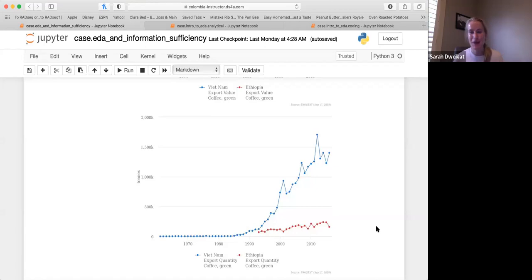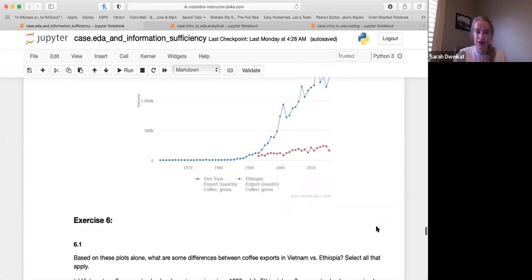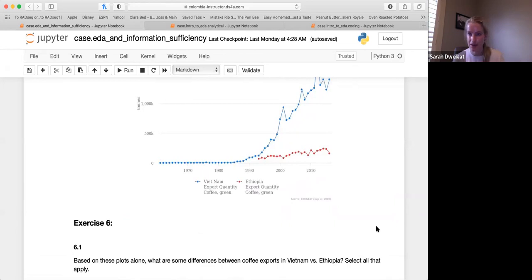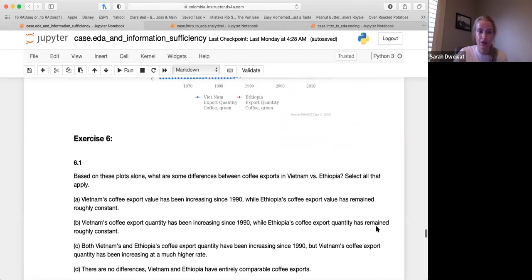I know that's getting us back to thinking about all those other things you could do, but it's important to look at these graphs as well. So for Vietnam, let's go ahead and answer exercise 6. Based on these two plots, looking at the amount of money they're getting for their coffee and how much they're exporting, what are some differences between coffee exports in Vietnam versus Ethiopia? This is a multiple choice question.